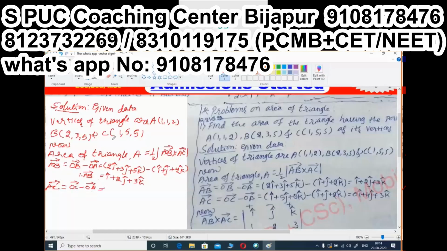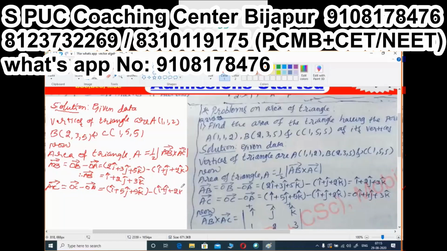See here, C point is there as (1, 5, 5), so write it in vector form, that is I cap plus 5 J cap plus 5 K cap. Minus, what about the OA? 1 I cap plus J cap plus 2 K cap.